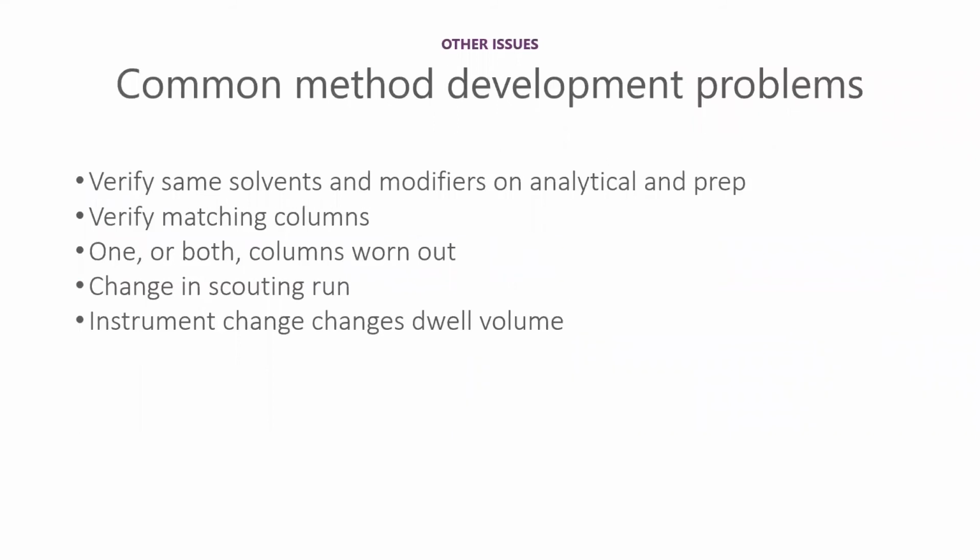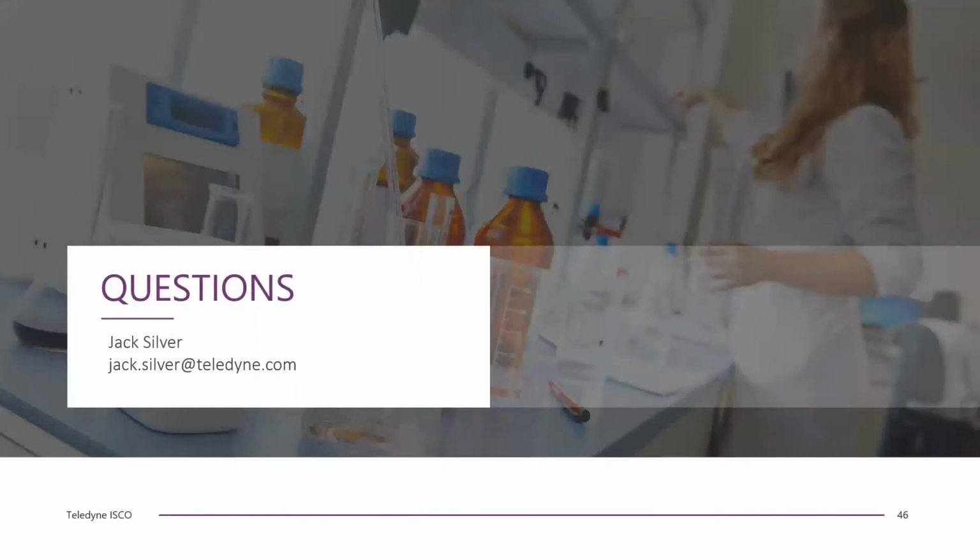Common method development problems include the pH may not be good for the compound chemistry, as just shown. Verify that the same solvents and modifiers are used on the analytical and prep. Verify matching columns are used. One or both of the columns may be worn out, which causes a change in retention time, thus a change in the gradient calculation. Changes in scouting runs: changing an instrument means a different dwell volume, so the gradient is delayed differently.